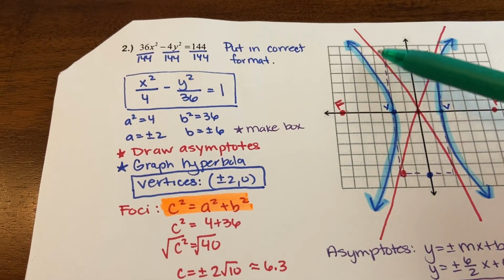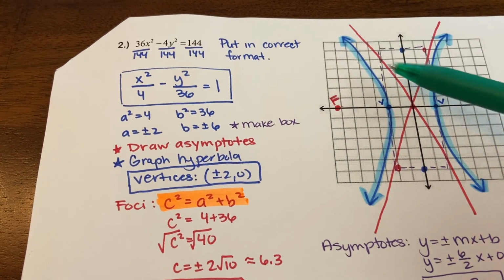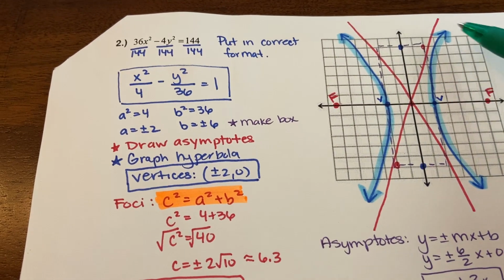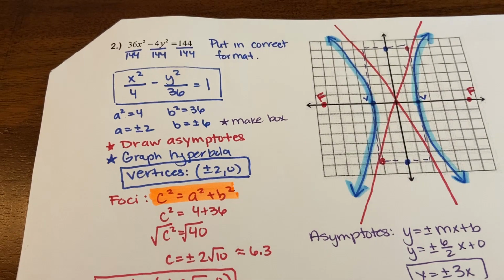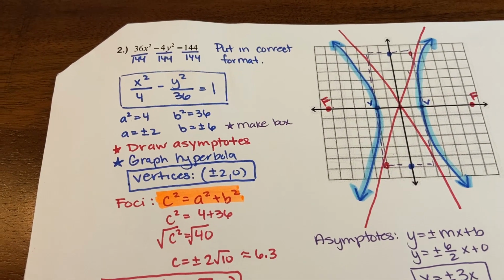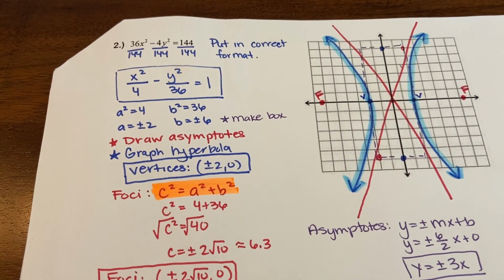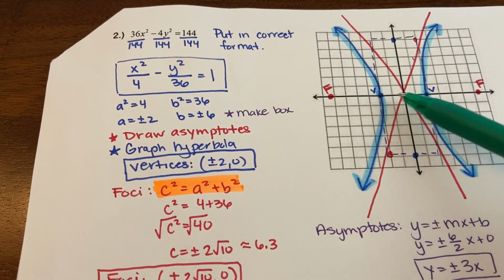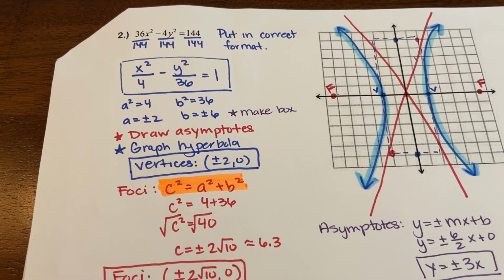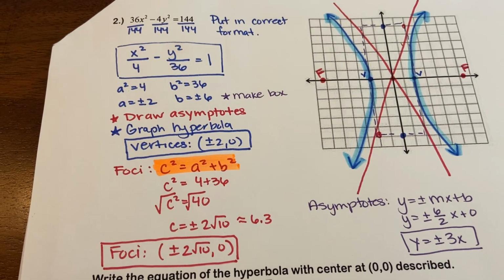Once I get my box drawn in and I draw my asymptotes, I can then go ahead and put my curve in. Notice that with these asymptotes, I get a very wide curve instead of one that's thinner. After I draw my asymptotes and draw my hyperbola, I can also identify my vertices as plus or minus 2, 0, and I want to identify my foci.